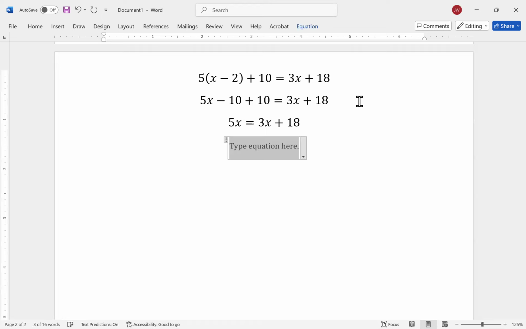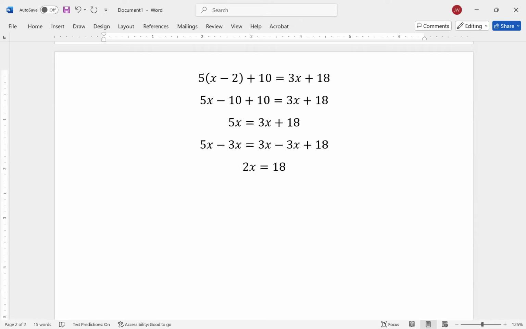Now at this stage, I would subtract 3x from both sides. That would give me all of the terms with x's on the left-hand side. And in order to keep equivalent equations, we always have to do the same thing to both sides. So we'd subtract 3x on the left and subtract 3x on the right. When I subtract 3x on the left, I end up with 2x. When I subtract 3x on the right, I end up with 18.